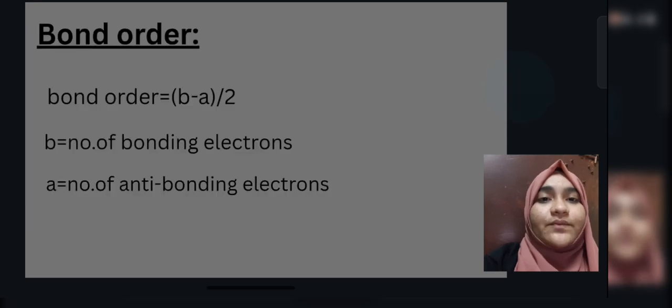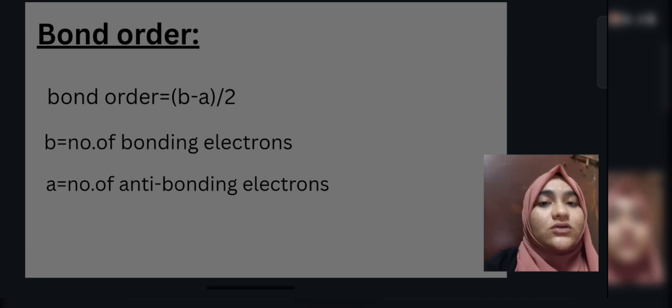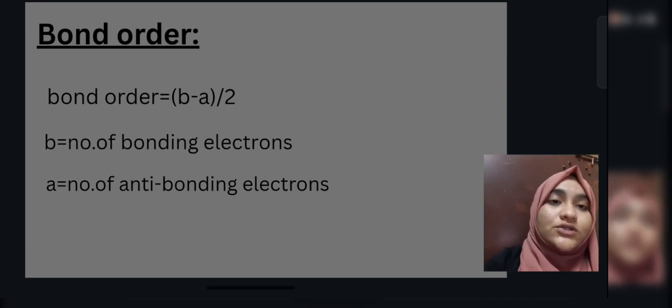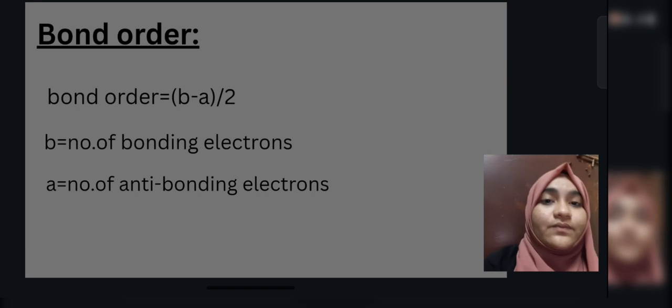And next, bond order. Bond order equals B minus A by 2, where B is the number of bonding electrons and A is the number of anti-bonding electrons.